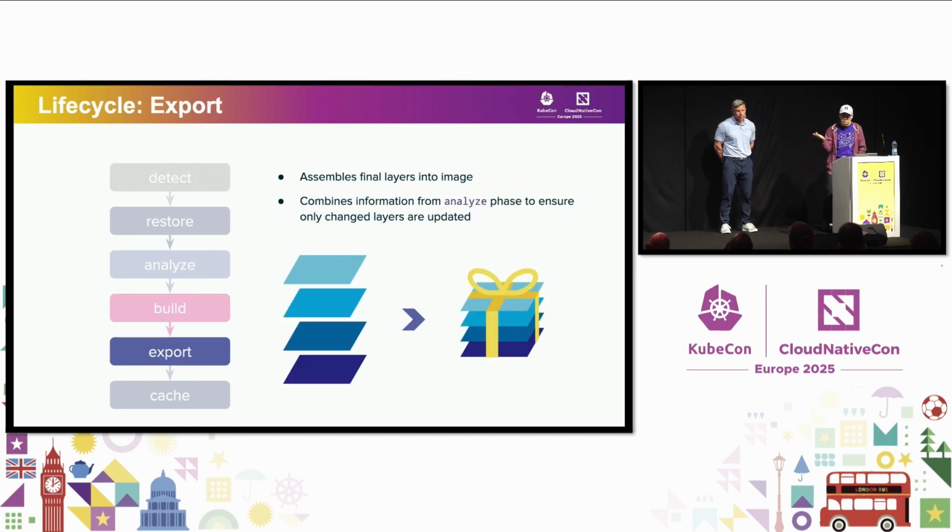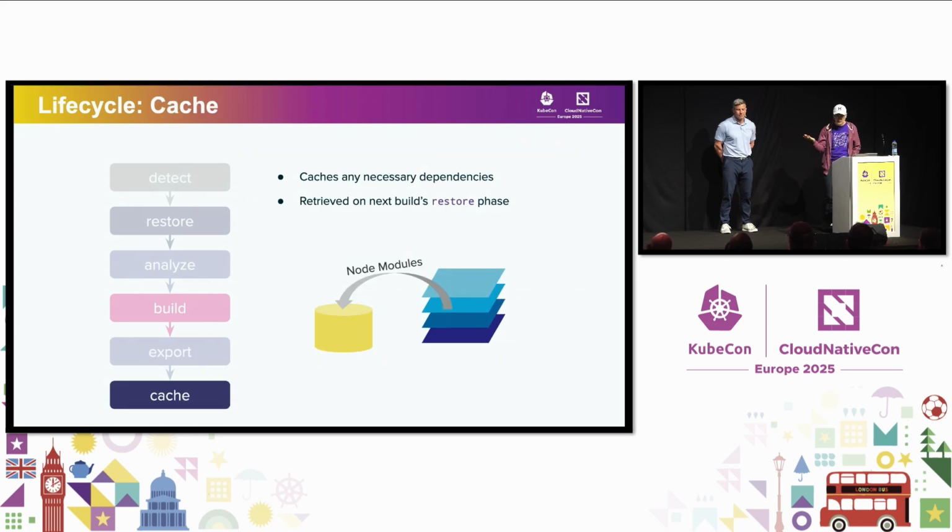Then all that gets packaged up in the export phase into an OCI image, as well as any of the metadata specific to that layer, so we can decide if we actually need to upload that layer on a subsequent build. And finally, layers can be marked as to whether they should be cached or not, so we can use them in the next build to decide, I don't have to install all my dependencies again, right? I can reuse layers, and I can even modify them between builds.